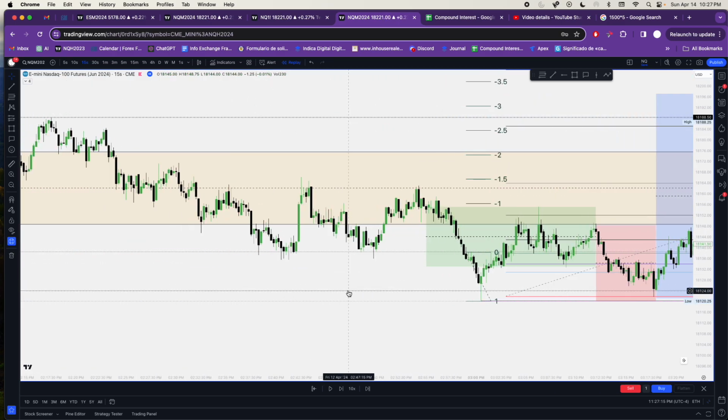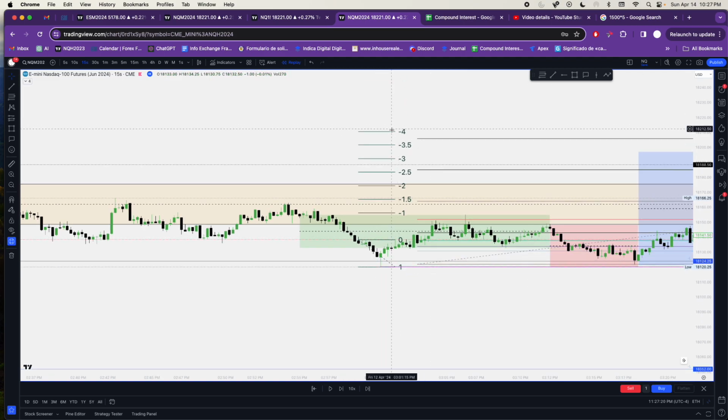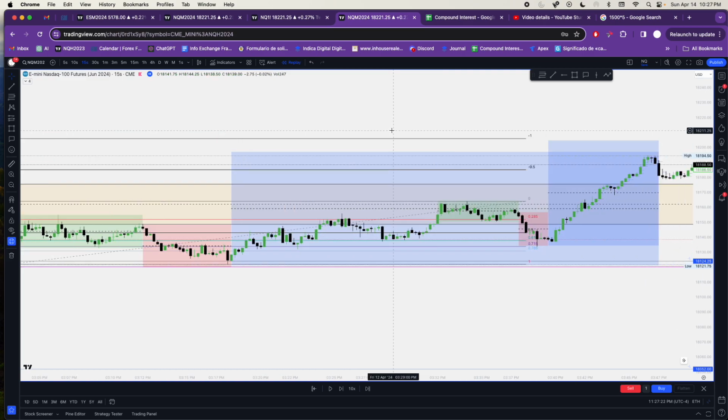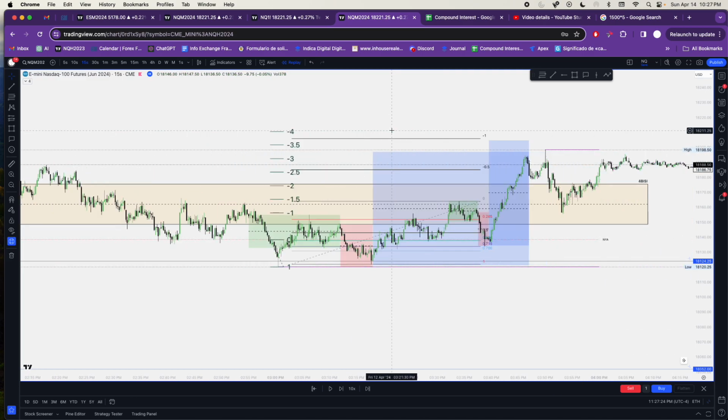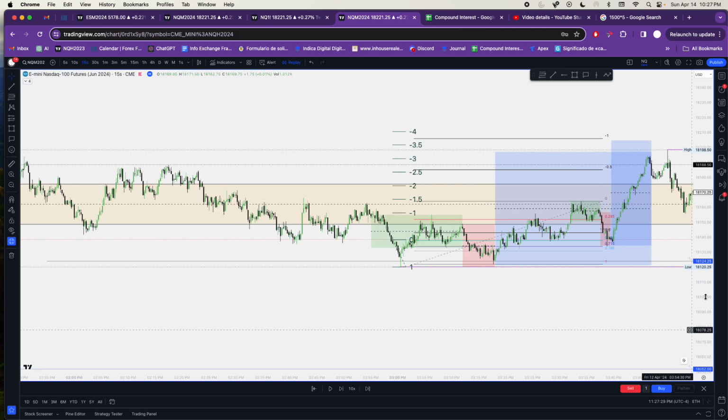Then we can measure the last manipulation leg, which is this here. Boom, boom. Fourth standard deviation is up here. At least 3.5 is up here. Yeah, we got that.